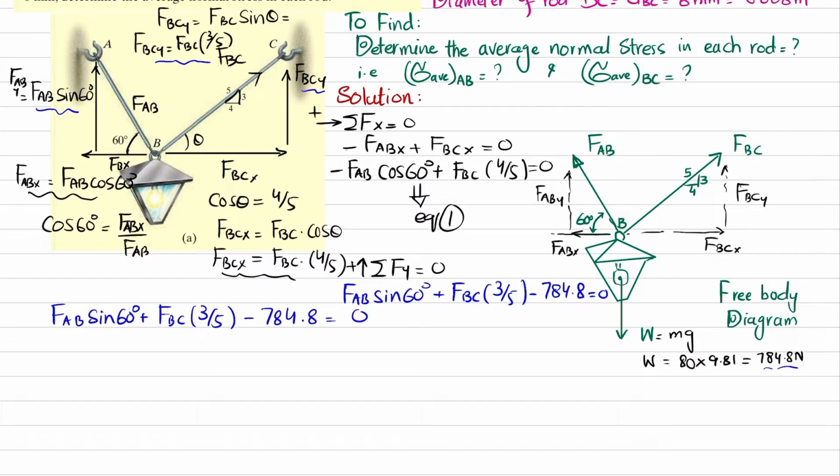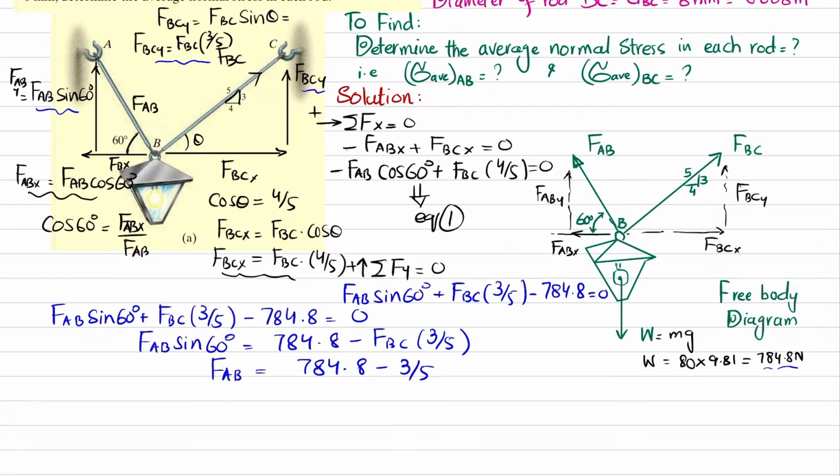So it means that FAB into sine of 60 degree will be equal to 784.8 minus FBC into 3 over 5. And this FAB will be equal to 784.8 minus 3 by 5 times FBC, divided by sine of 60 degree. Clear? So this is your equation number 2.